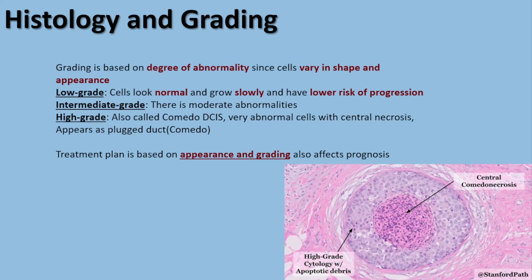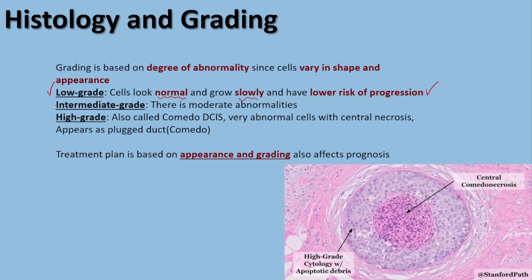Now let's talk about histology and grading of ductal carcinoma in situ. First of all, note that the grading is based on abnormality of the cells, because different grades of ductal carcinoma in situ can give you different shapes of cancer cells. In case of low-grade ductal carcinoma in situ, we have cancer cells that are looking almost absolutely normal. They grow very slowly and they are very similar to epithelial cells of the duct. And in case of low-grade ductal carcinoma in situ, we have very low risk for progression of the disease to the invasive ductal carcinoma.